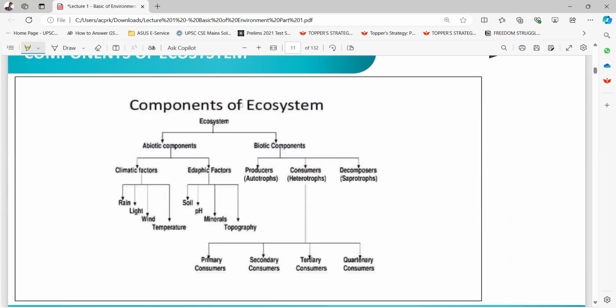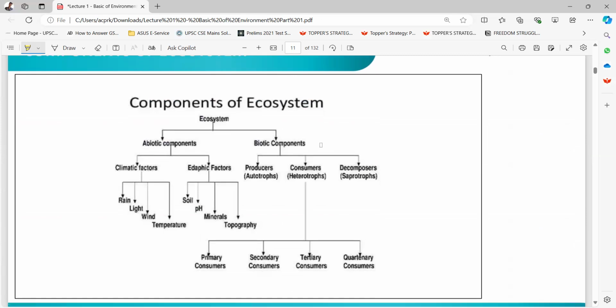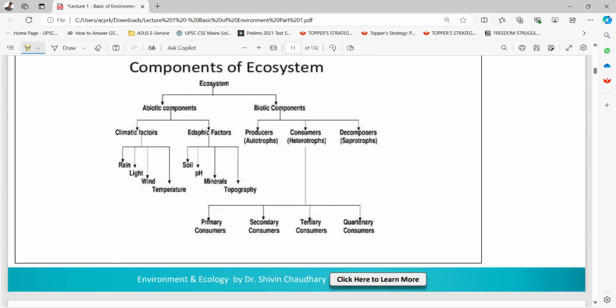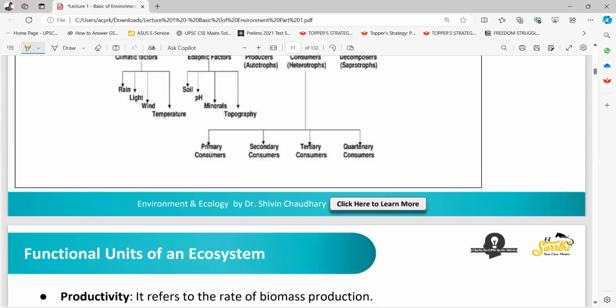Okay, components of ecosystem. Ecosystem is divided into abiotic components and biotic components. Abiotic components are divided into two: climatic factors and edaphic factors. Climatic factors: rain, light, wind, temperature. Edaphic factors: soil, pH, minerals, topography. Biotic components are divided into three: producers, autotrophs; consumers, heterotrophs; decomposers, saprotrophs. Consumers are primary consumers, secondary consumers, tertiary consumers, quaternary consumers.